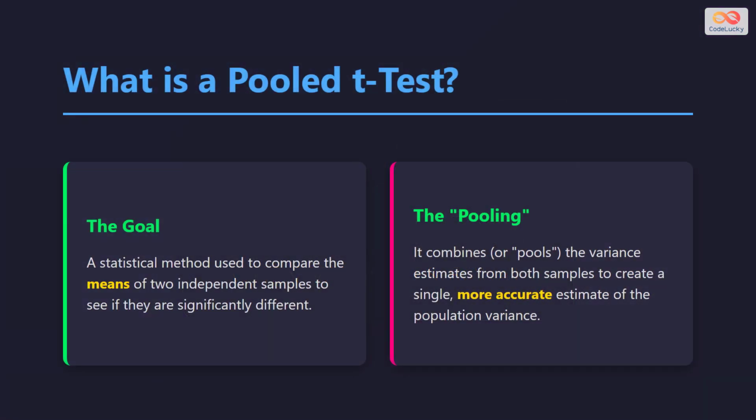So, what exactly is a pooled t-test? It is a statistical method used to compare the means of two independent samples. The term pooled refers to the unique way it handles variance. It pools, or combines, the variance estimates from both samples to calculate a single, more precise estimate of the common population variance.